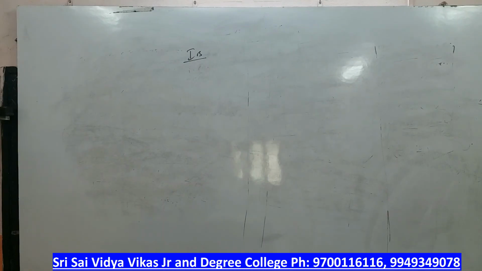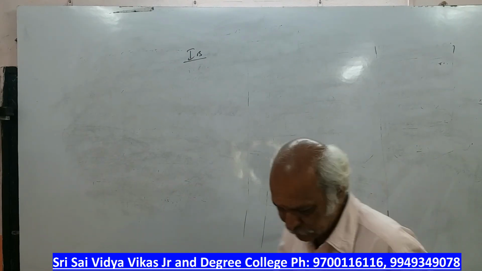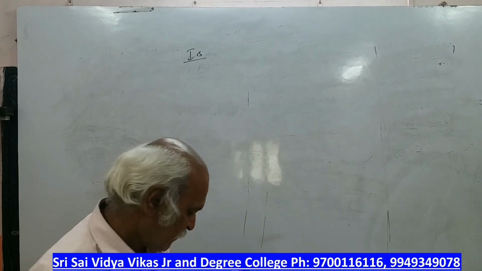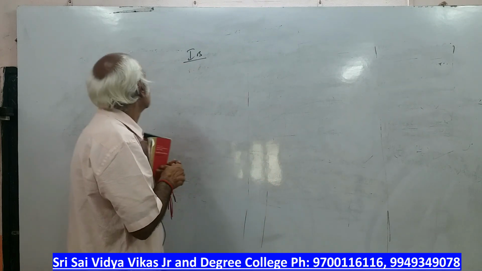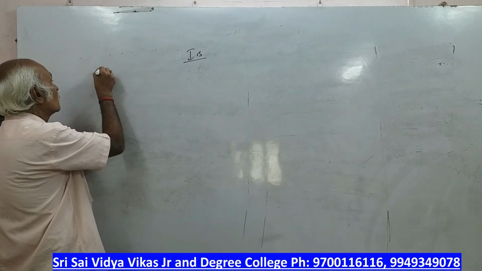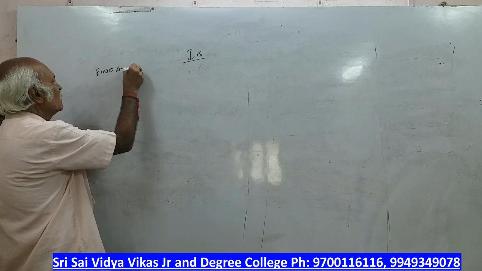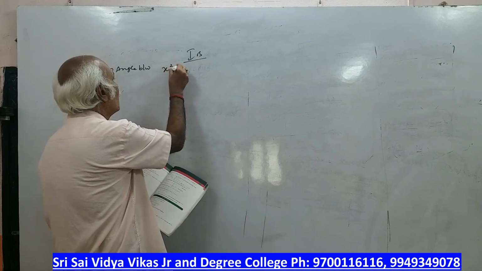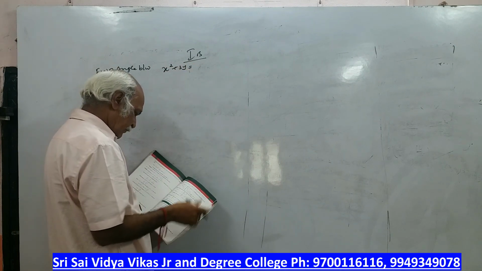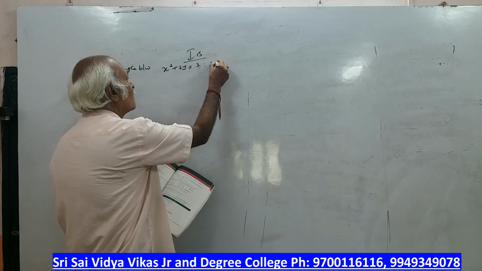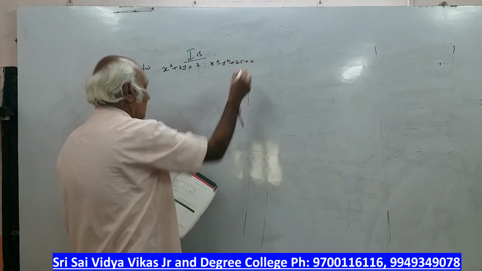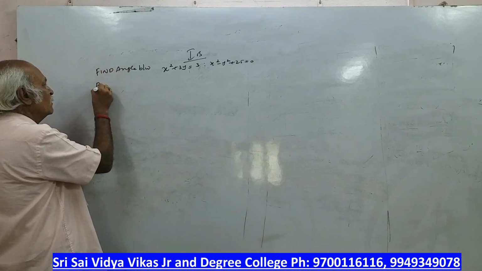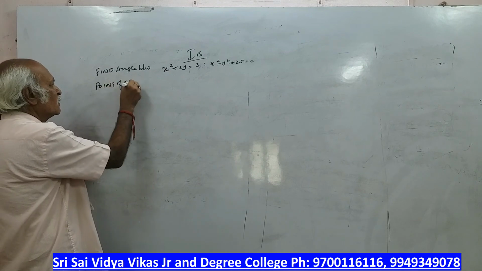Okay, we started finding the angle between the curves in the last video. Let us see some more problems. Find the angle between x square plus 3y is equal to 3, and x square minus y square plus 25 is equal to 0. First you have to find the point of intersection.